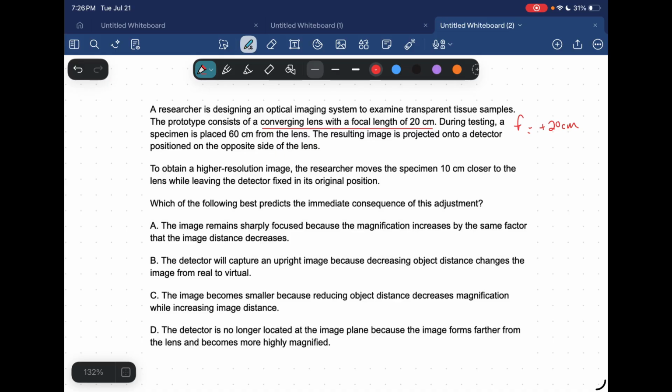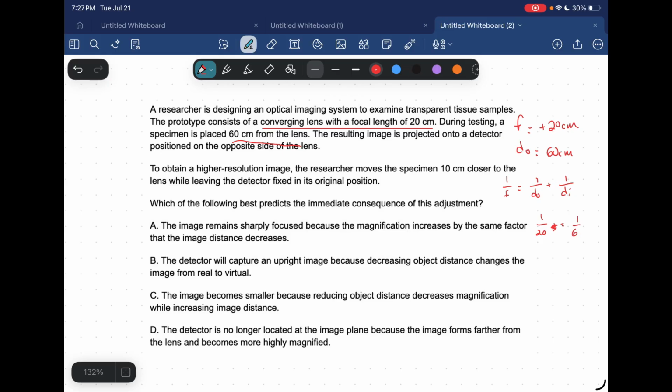The question keeps reading, during testing, a specimen is placed 60 centimeters from the lens. So now they also gave us DO, or object distance, which is 60 centimeters. And hopefully you know the most popular equation used in light and optics, which is 1 over f equals 1 over object distance plus 1 over image distance. And since we have f and DO, we could solve for image distance. So let's go ahead and plug in to get that value.